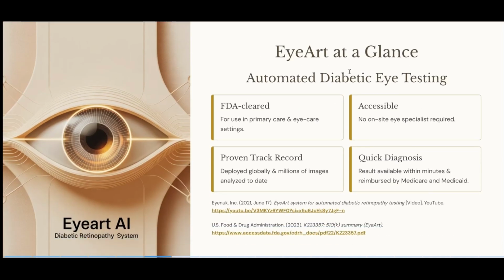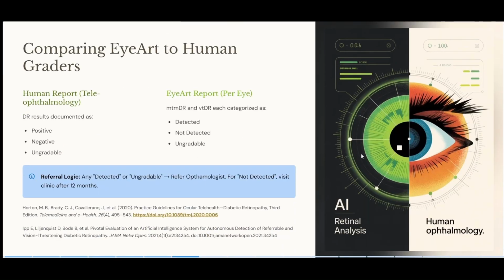So we will be discussing an autonomous AI DR screening system called EyeArt, which is FDA cleared and is used in primary care settings. It has also analyzed millions of images globally, is designed for sub-minute results, has high gradability, and can easily fit into existing operational pathways. Usually in teleophthalmology, human readers report DR as positive, negative, or ungradable, but EyeArt goes even more granular by detecting more than mild DR and vision-threatening DR, and also flagging detected, undetected, or ungradable.